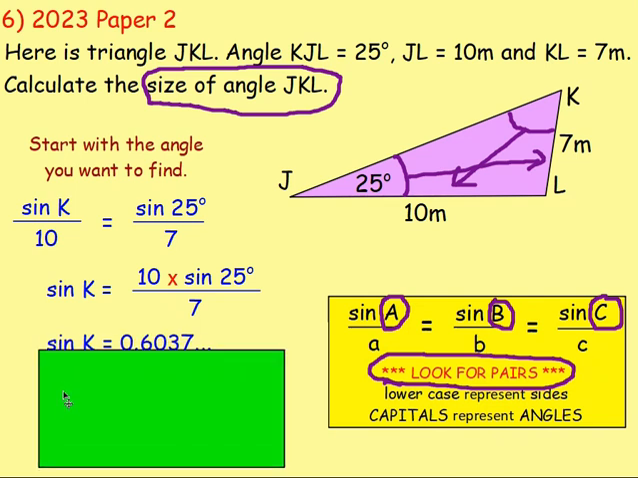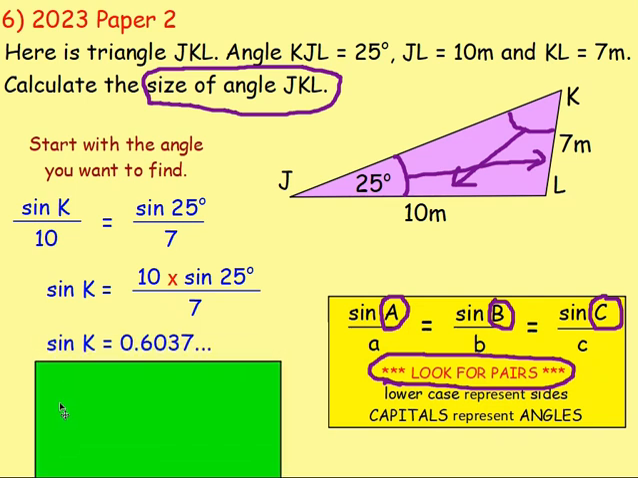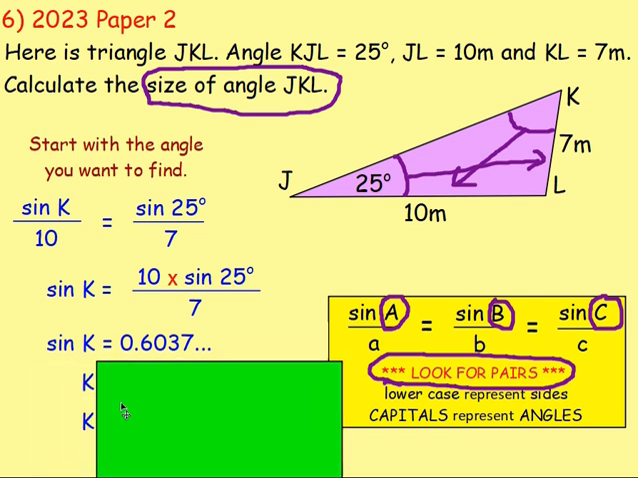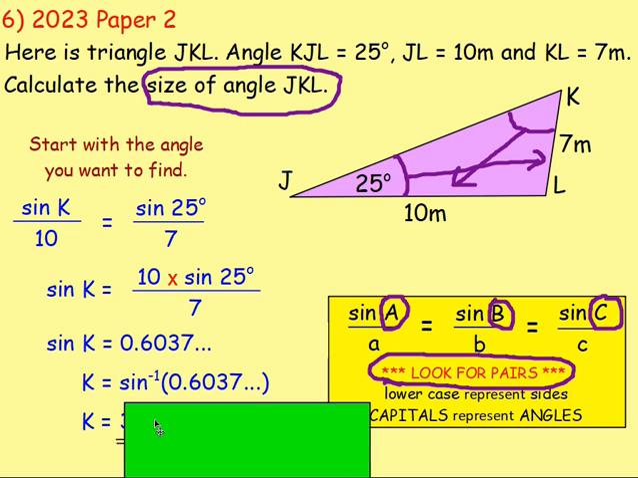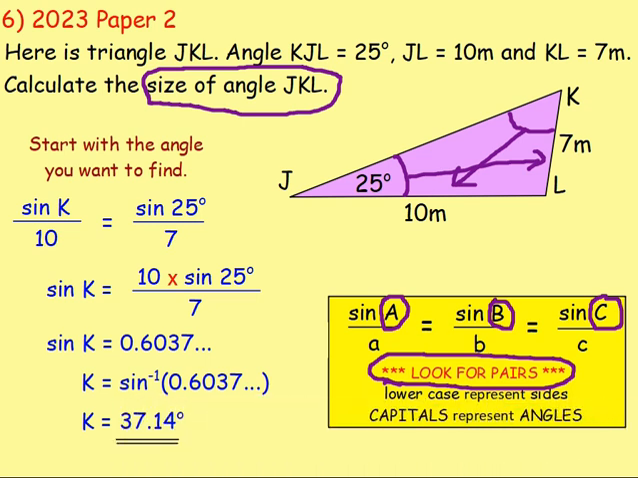If you work that out on the calculator, it means that sine K is 0.6037 and so on. We don't want sine K though, we just want to get K. So how do you get K on its own? You do sine to the minus 1 of, and again, keep that answer super accurate on your calculator. Sine to the minus 1 of the 0.6037 and so on gives you an answer of 37.14 degrees to a couple of decimal places. Remember, give your final answer to 1 or 2 decimal places unless you are asked otherwise.